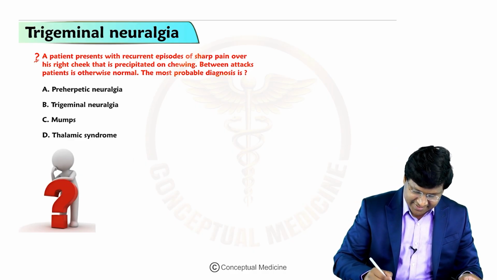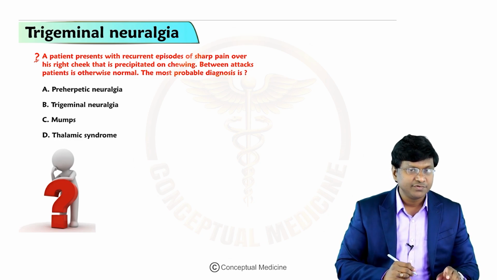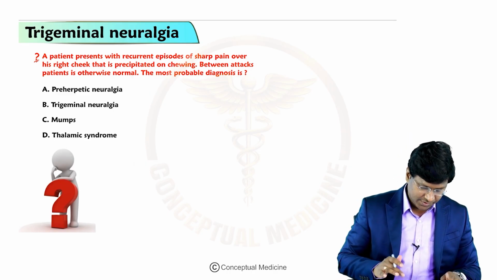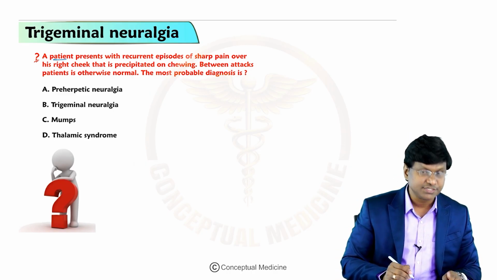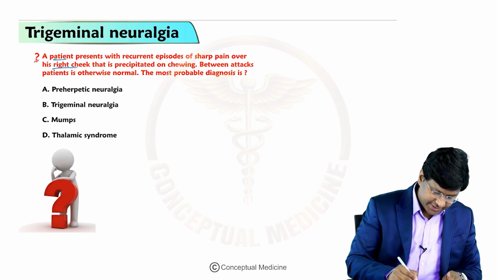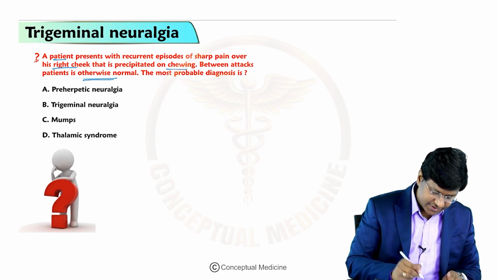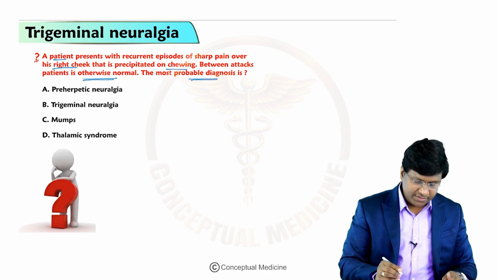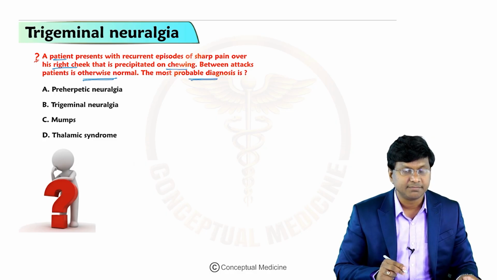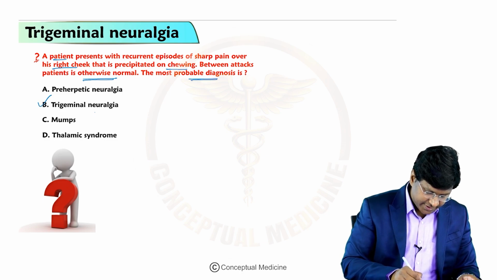In this session, I will be discussing a very important topic in neurology, that is trigeminal neuralgia. I'll give you a clinical scenario of how a patient with trigeminal neuralgia will present. A patient presents with recurrent episodes of sharp pain over his right cheek that is precipitated on chewing. Between attacks, the patient is otherwise normal. What is the most probable diagnosis? Postherpetic neuralgia, trigeminal neuralgia, mumps, or thalamic syndrome? So this is a case of trigeminal neuralgia.